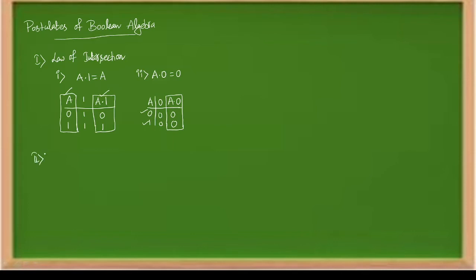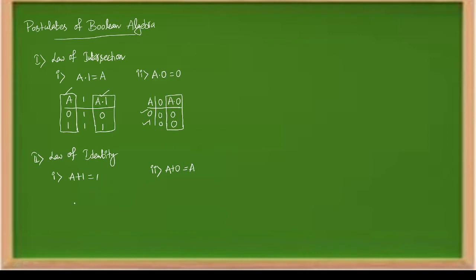Let me show you the second law, which is the law of identity. The second law's name is the law of identity. It also has two postulates. One is A plus 1, which I need to call A or 1, and it is equal to 1. Similarly, the second is A or 0 is equal to A.